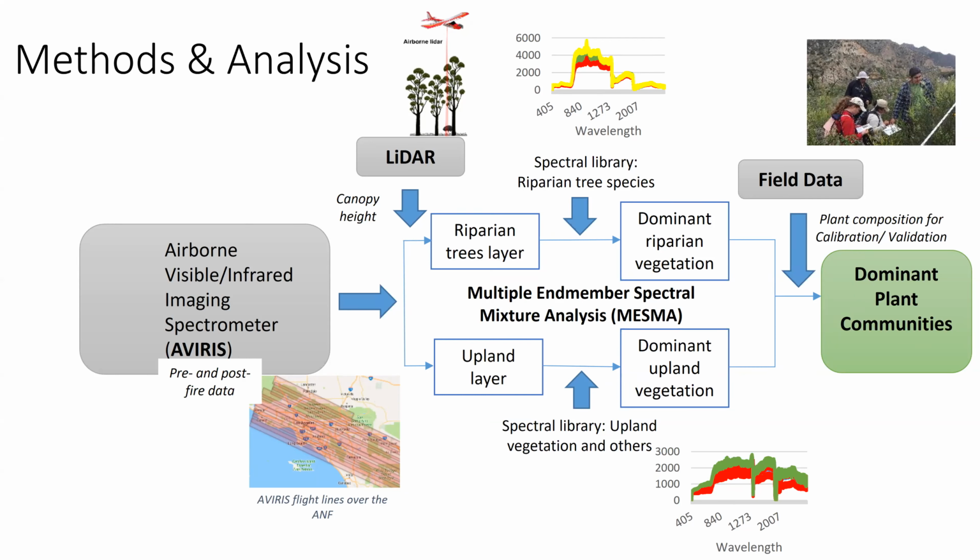So what we did was, using the LIDAR data, we calculated the canopy height model, and we separated our AVIRIS data set into what we call the riparian tree layer and upland layer. The riparian tree layer is essentially all pixels with canopy height greater than 5 meters. So all of the trees taller than 5 meters were put in the riparian tree layer, and all the other regions were called the upland layer. And we ran this classification, which is called MESMA, for these two layers separately and then put them together.